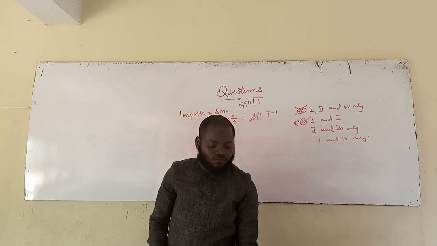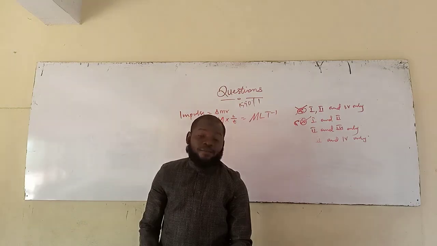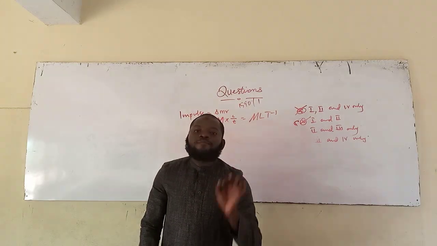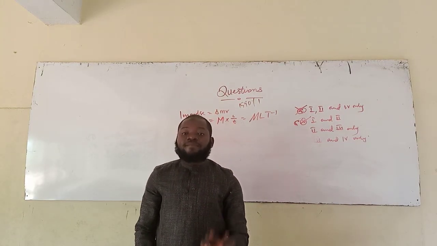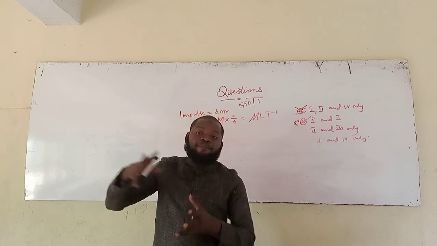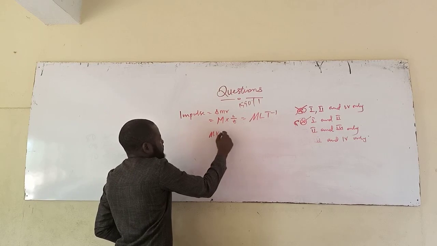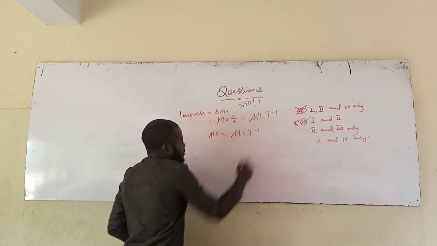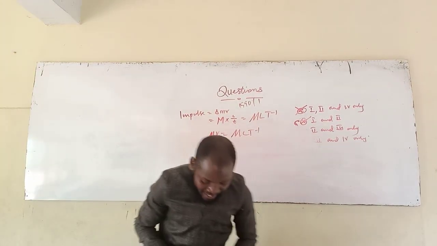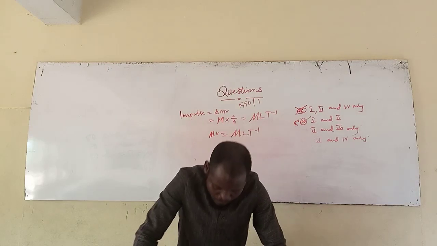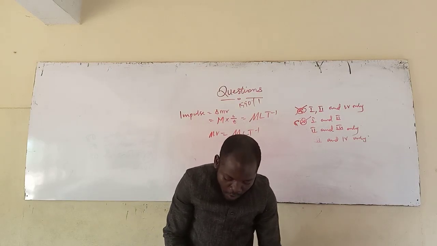Energy? It can't be energy, we don't need to waste our time. It's going to be momentum. Why? Because momentum is the same thing as mass times velocity, and impulse is the change in momentum. So momentum is mass times velocity, so the dimension will also be this. So the correct answer there is option B. Okay, the last but not the least.